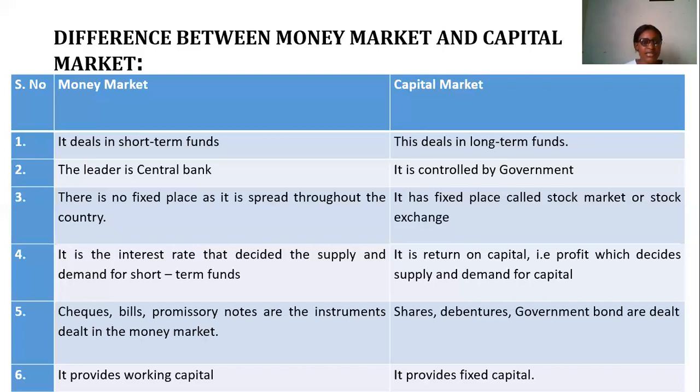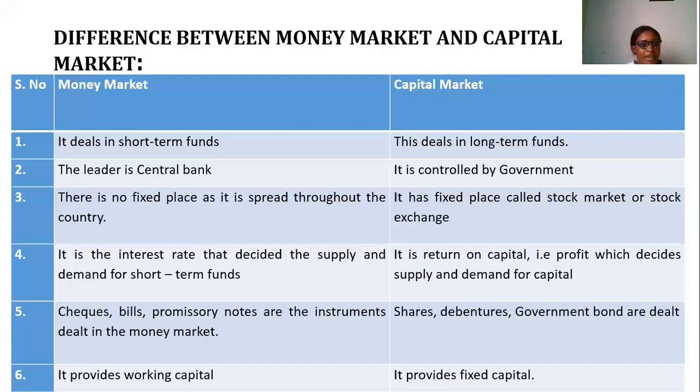The number four difference is that with the money market, it is the interest rate that decides the supply and demand of short-term funds. Then with the capital market, it is the return on capital, that is profit, which decides supply and demand for capital. So when the investment is done on the money market, it is the interest rate that decides supply and demand for the short-term funds. But with the capital market, it is the return gotten on the capital invested that decides supply and demand for capital.